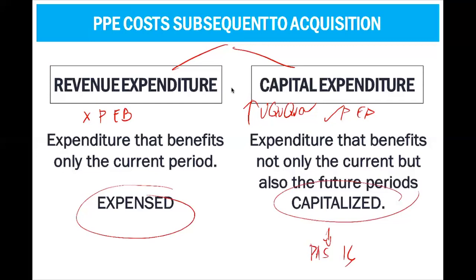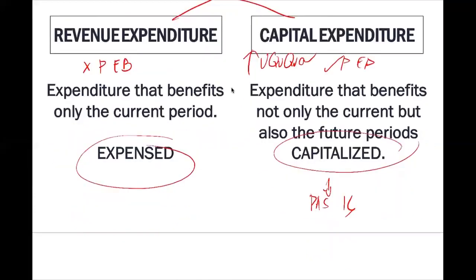Again, your subsequent costs, you have these two concepts of expenditure. This cost can either be a revenue expenditure or a capital expenditure. We call it a revenue expenditure if it does not have probable economic benefit. Therefore, we expense it. But if there is a probable economic benefit, either through the increase of your useful life, quality of the product produced, or the quantity of the products produced, then we capitalize it as part of your property, plant, and equipment under PAS 16.